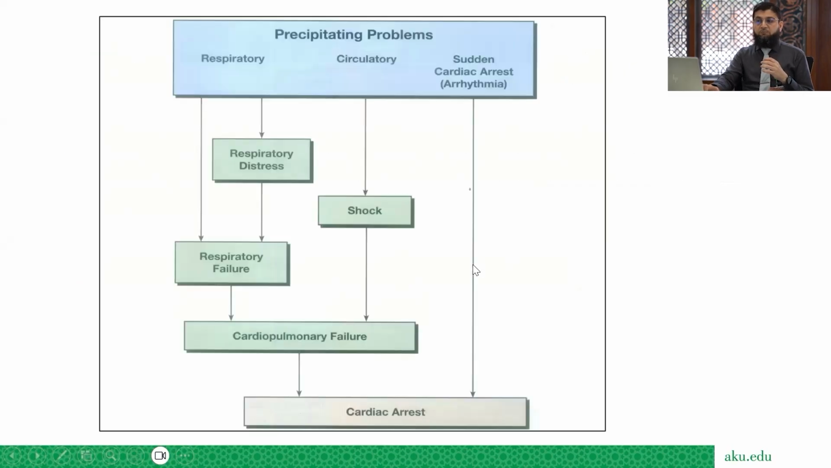So this is another schema which we have taken from the PALS algorithm, and it shows that any precipitating event, whether respiratory or circulatory, can lead to respiratory distress and then respiratory failure, and any shock can lead to cardiopulmonary failure, and that can lead to cardiac arrest. The most common cause of cardiac arrest in children is respiratory: they develop hypoxia, respiratory distress, respiratory failure, and then they go into cardiopulmonary failure and cardiopulmonary arrest. That is the most common cause of cardiac arrest in children.